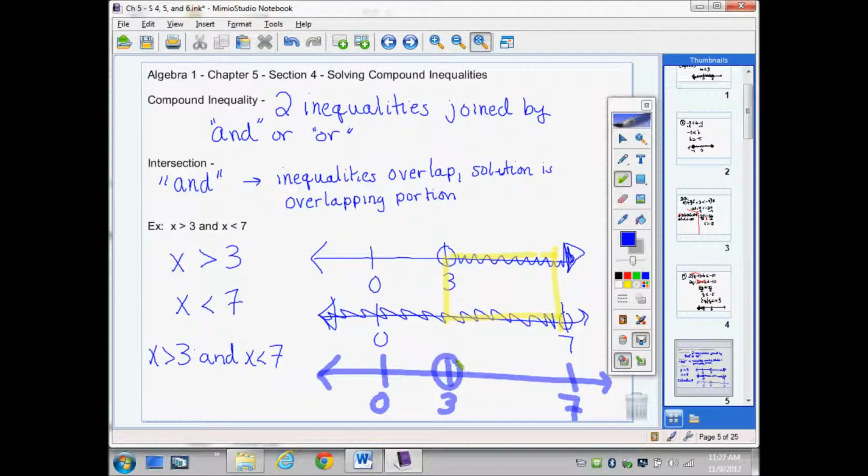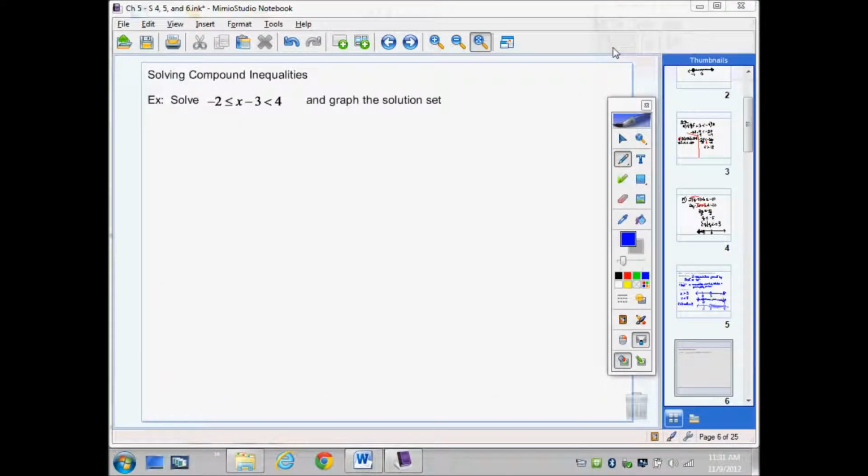I'm going to have an open circle at 3, an open circle at 7. And the part that overlapped is what happens between the two. This is an and.